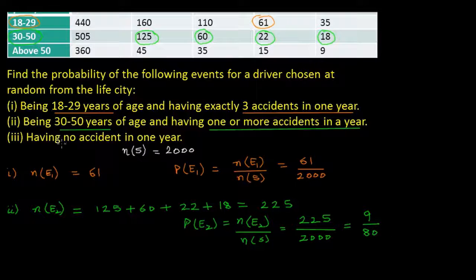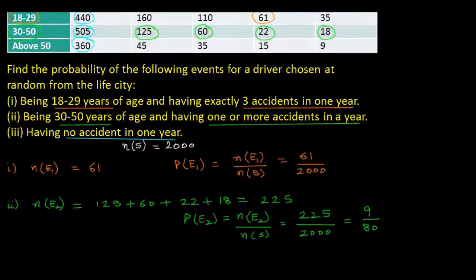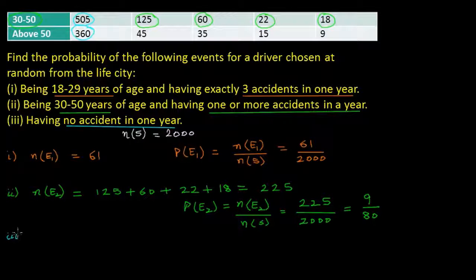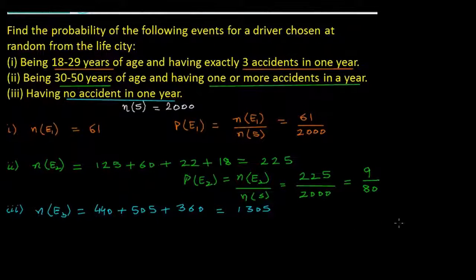Now let's move to the third one, having no accident in a year. No accident means, let's go to the table and have a look: 0 accidents. Here age does not matter, we just need to take into consideration that no accident occurred, no matter what the age. So 440, 505 and 360. So let us assume this event as E3, which is our favorable outcome, and the number of favorable outcomes for this event is n of E3, which is the sum of 440, 505 and 360, which is equal to 1305.